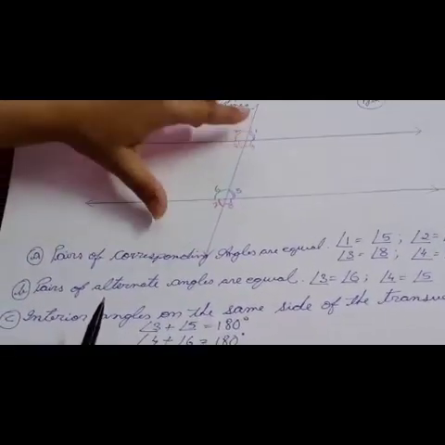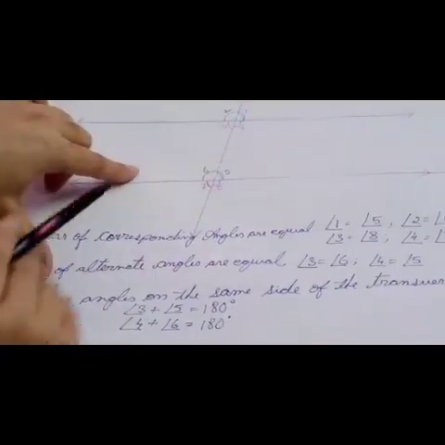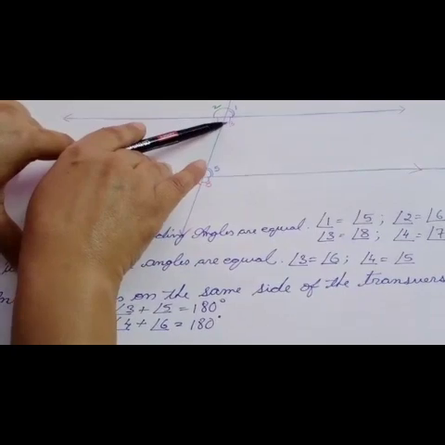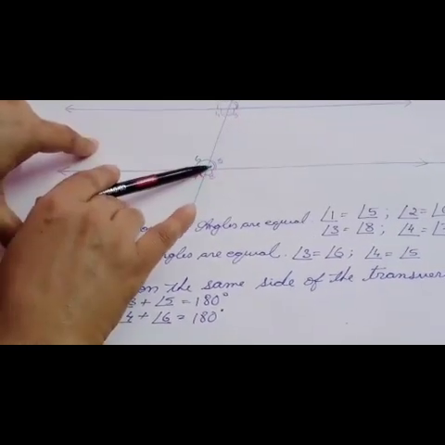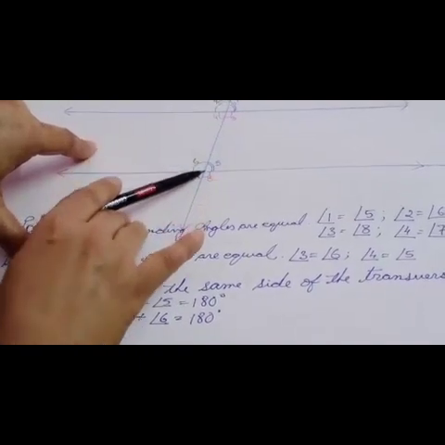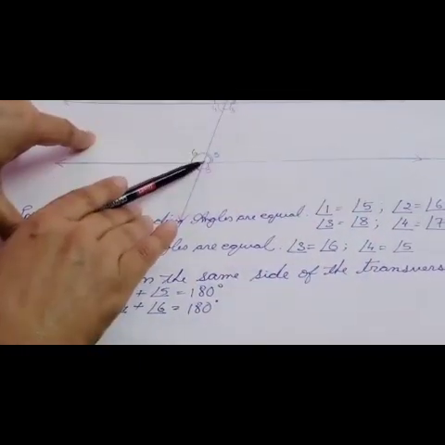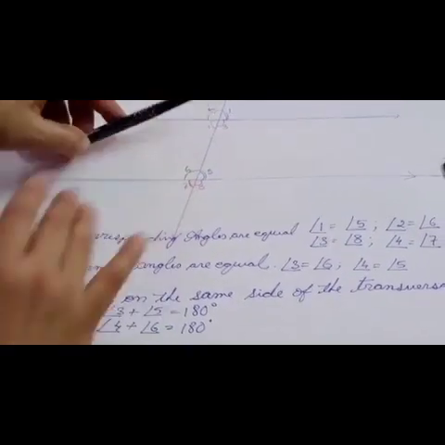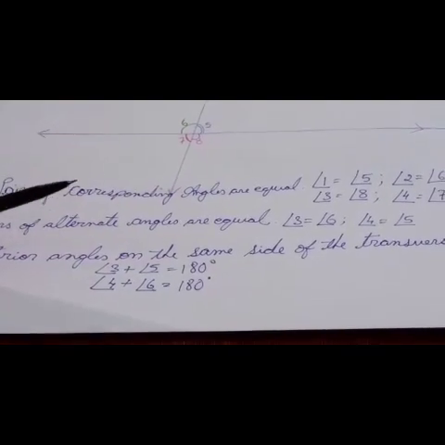Now children, look here, just look at angle 3 and angle 5. When you add this angle 3 with angle 5, these two are the angles which lie on the same side. They lie on the same side, isn't it? On the right hand side. See, angle 3 and angle 5. So, if you add them, you will get angle 3 plus angle 5 is equal to 180 degrees.